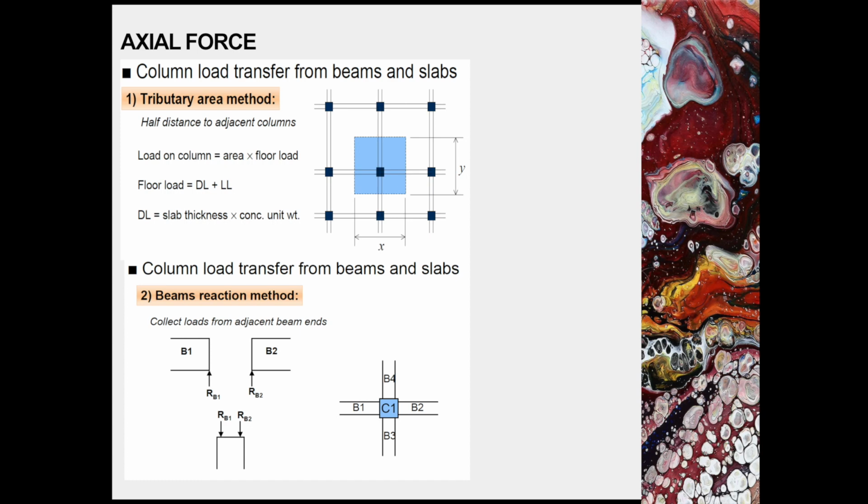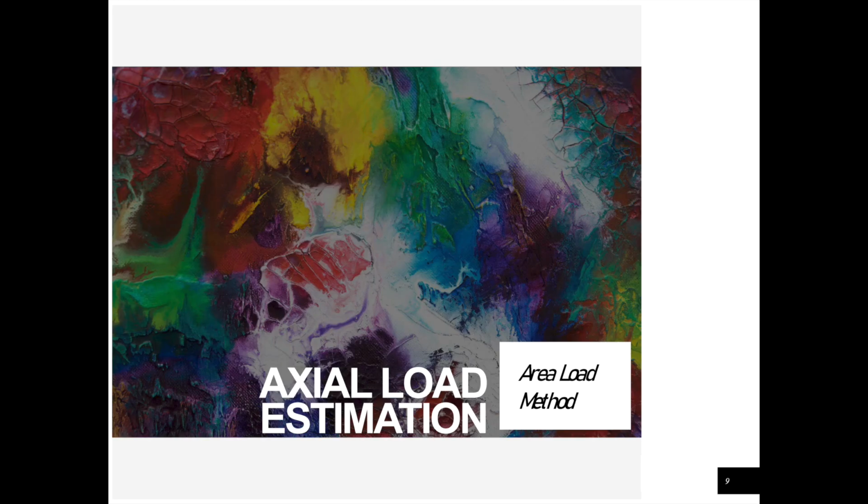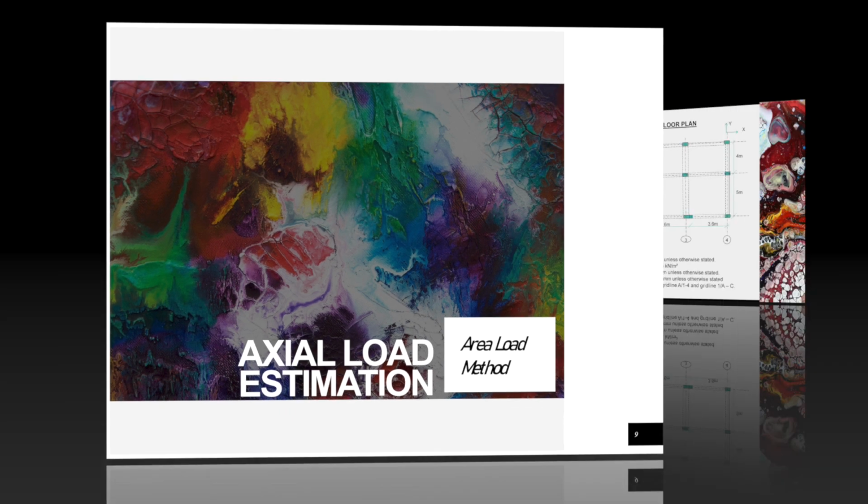There are a few methods that we can use to determine the axial load for a column, such as the area method and detailed analysis from beam reactions. Whichever method is used, the designer needs to make sure that the axial load is carried down from the roof to the lower floors and later to the foundation. This video only shows the estimation of axial load for a column in a reinforced concrete beam building using the area method.